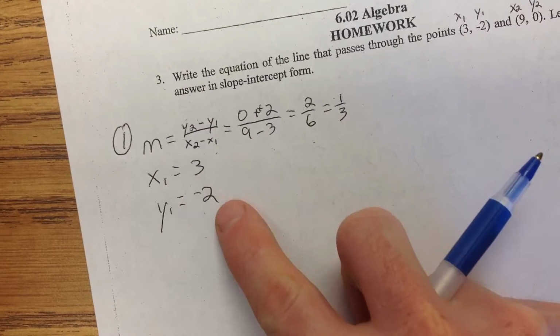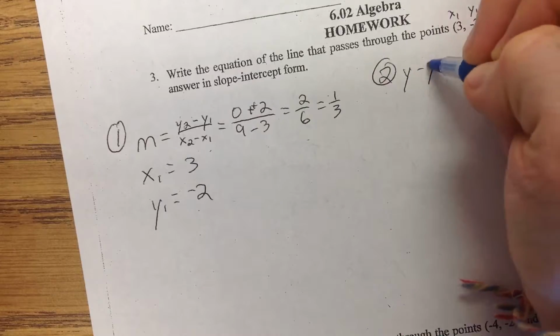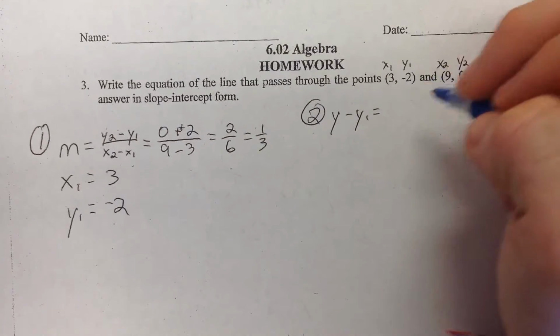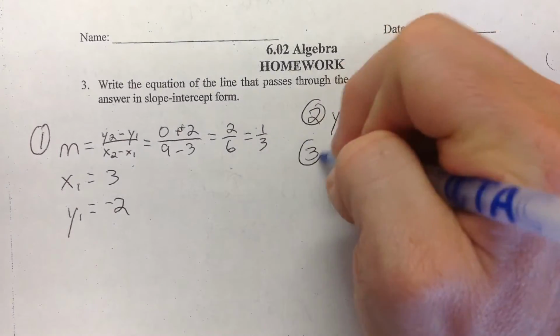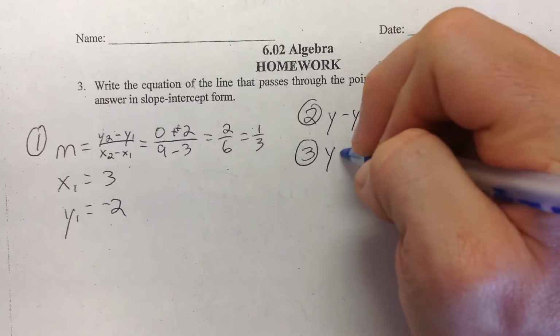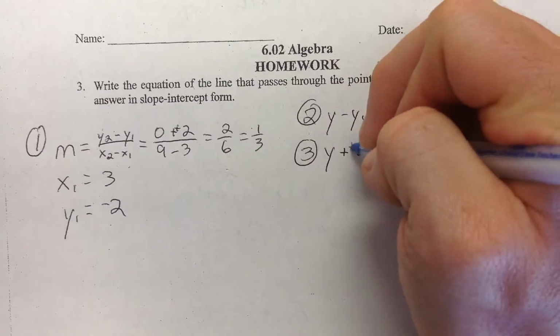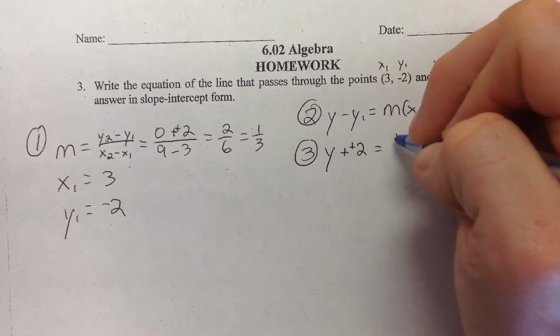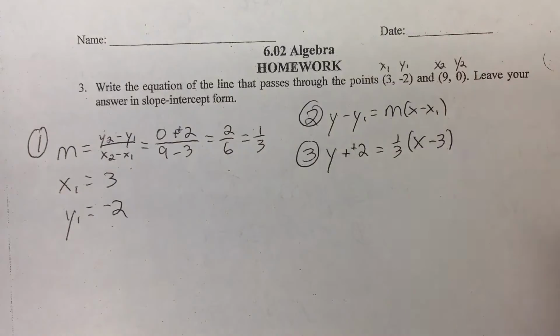We have our 3 pieces of information. We're going to plug them into our formula. So y minus y1 equals m times x minus x1. All this information is going to come over. So y minus negative 2, but we're not going to leave it like that. We're going to change that to y plus 2 equals 1/3 times x minus 3.